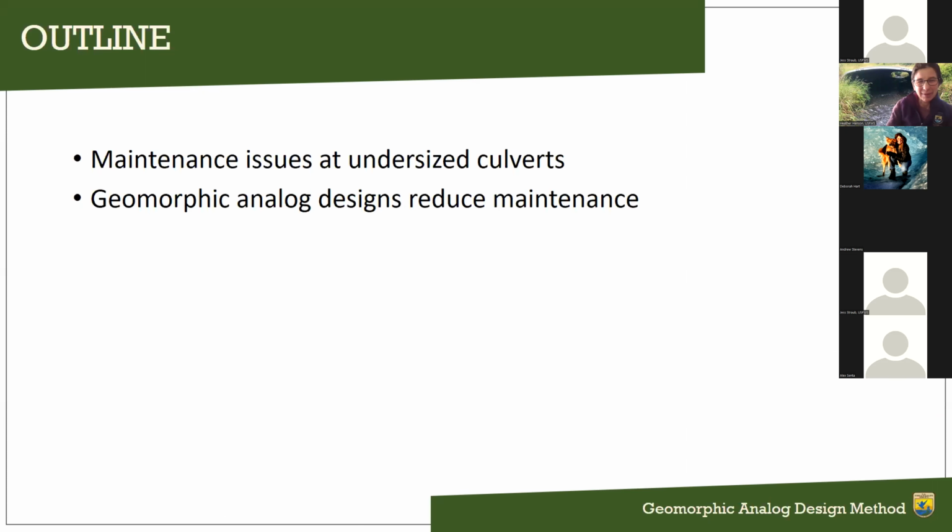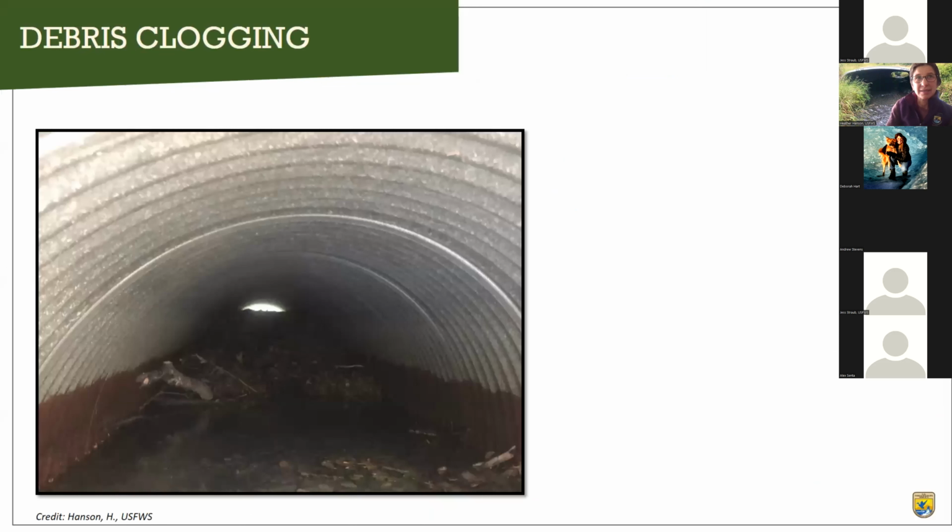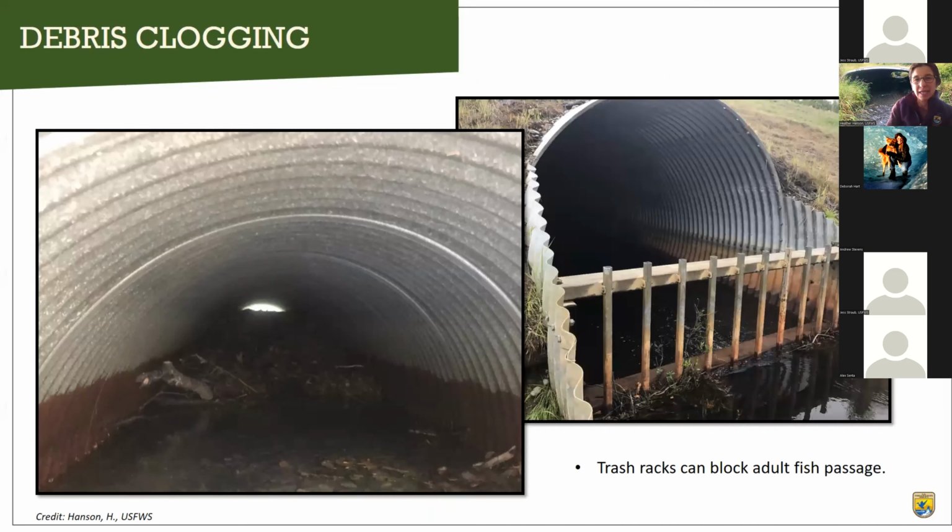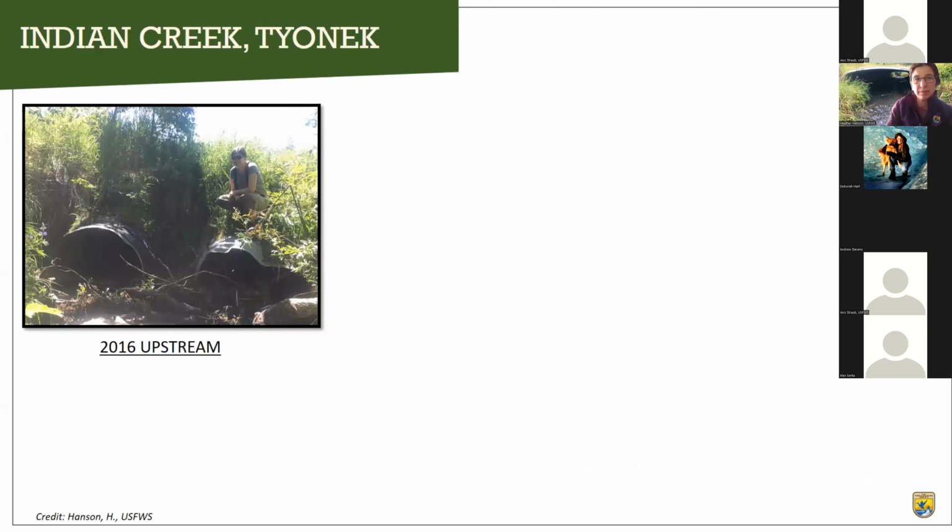And we are going to talk about maintenance issues, how geomorphic analog design can reduce those maintenance issues, and some life cycle cost and benefits. So we know debris clogging is a major issue. A lot of times people put trash racks on culverts to prevent this problem, but they can block adult fish passage and they require maintenance themselves.